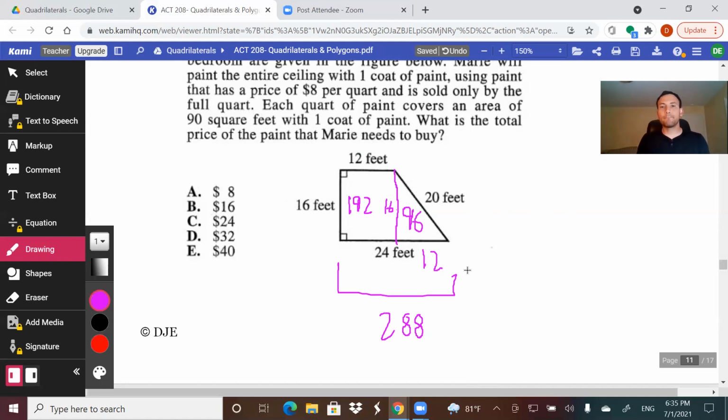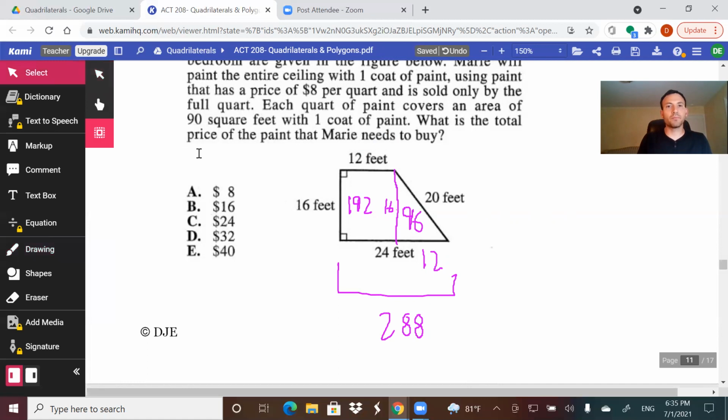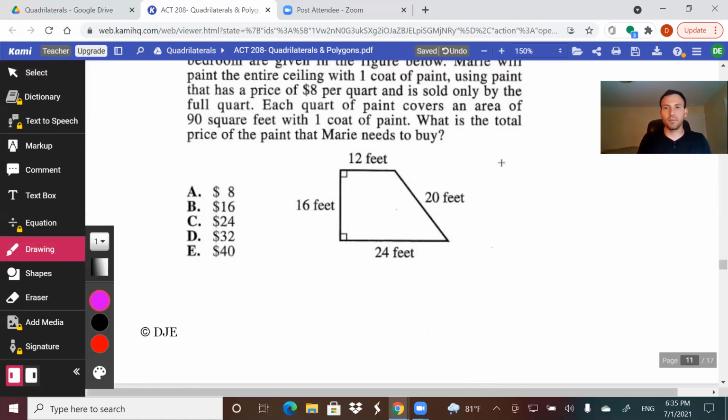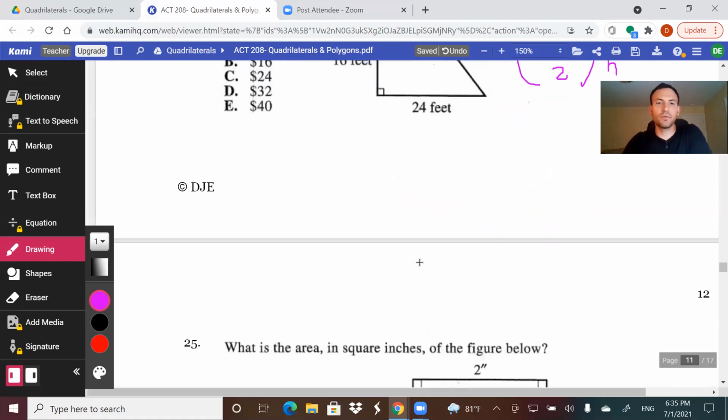But I'm going to show you the last problem we do on this video. You're going to see why you want to memorize the formula for a trapezoid. You'll see why it may be necessary. So it's just the average of your two bases times your height. Easy enough to remember. Anyway, let's move on to the next problem.